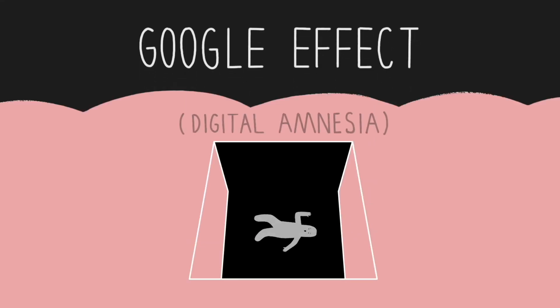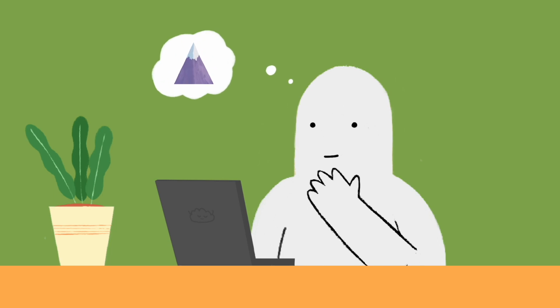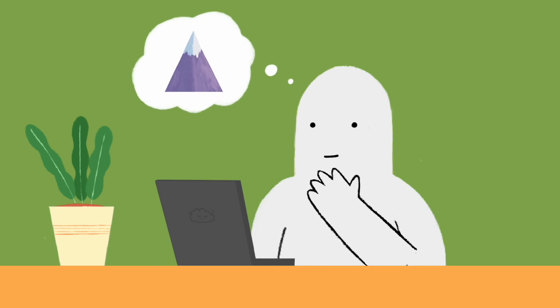Google effect. The Google effect, also known as digital amnesia, is the tendency to forget information that's readily available online. Suppose you want to know the height of Mount Everest. Why would you bother learning this fact when you can just Google it?